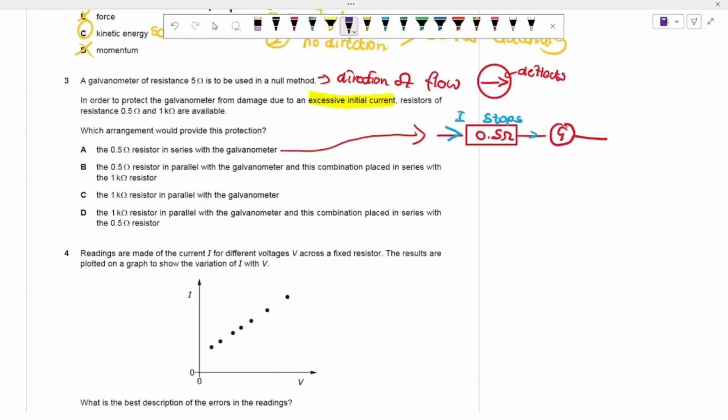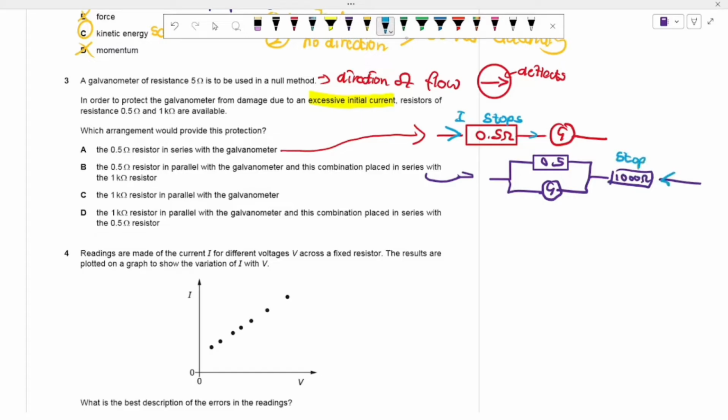If we go to B, we have the 0.5 in parallel with the galvanometer, and then in series with a 1 kilo ohm, right? This is 1000 ohms, mind you. So if current is going to come, this 1000 ohms is going to try its best to sort of stop some of the current. 1000 ohms, that's good.